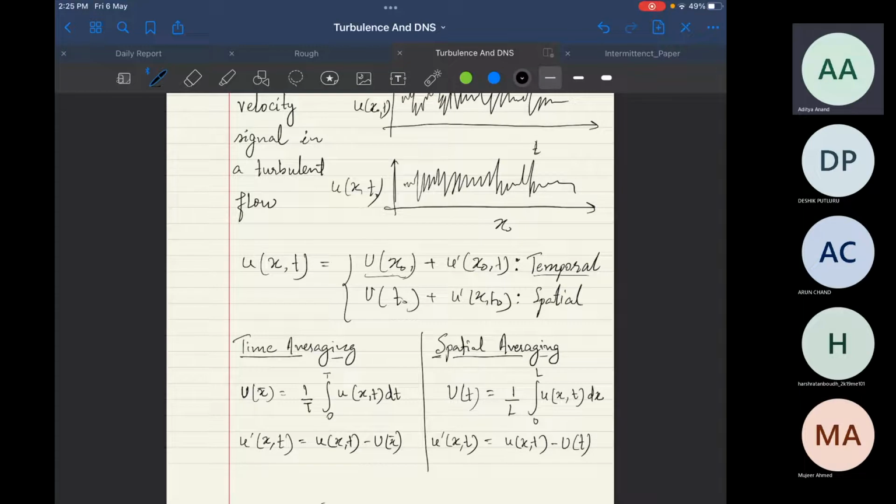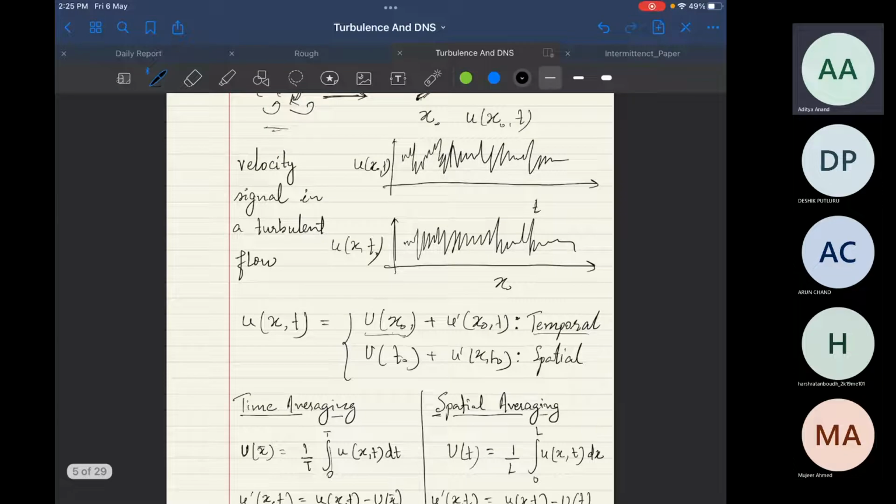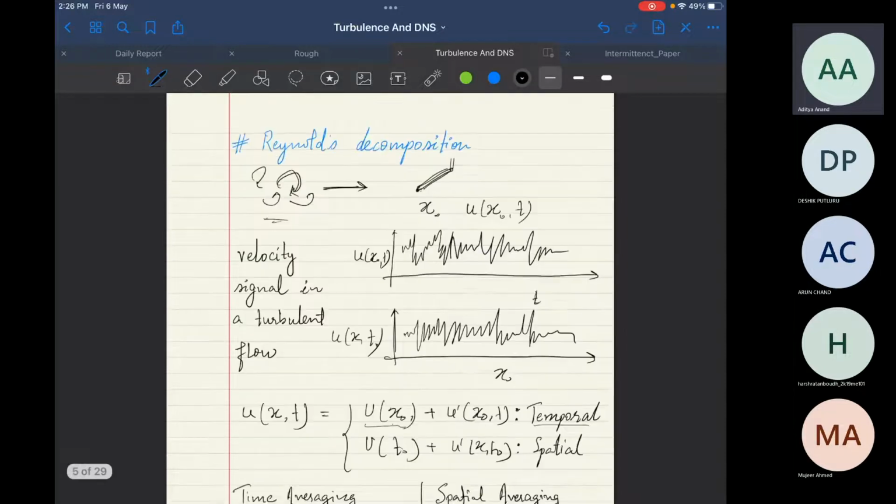So this is how we time average. So we time average over a window from 0 to t, and the thing is, this window should be large enough to not be affected by these fluctuations, and it shouldn't be so large that if there are any large scale unsteadiness in the flow, that those unsteadiness be damped out as well.